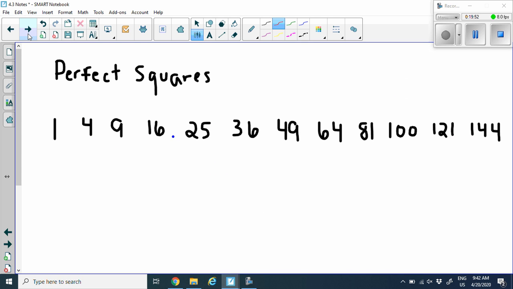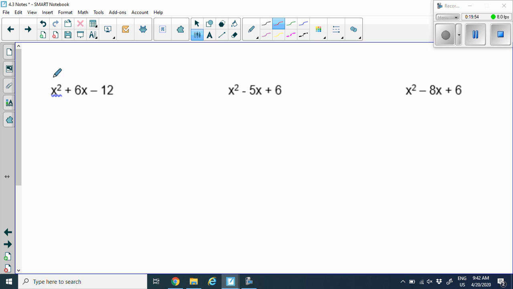Okay, let's continue on with factoring. Our next one, we're going back to trinomials. We have x squared plus 6x minus 12. Once again, since our a value is 1, I create my two sets of parentheses and I place x in both of them. I'm finding two numbers that multiply to my constant, or last term, and add up to the middle term. So let's think of numbers that multiply to 12. We have 1 and 12, 2 and 6, and 3 and 4. So let's see which pair adds up to 6x.